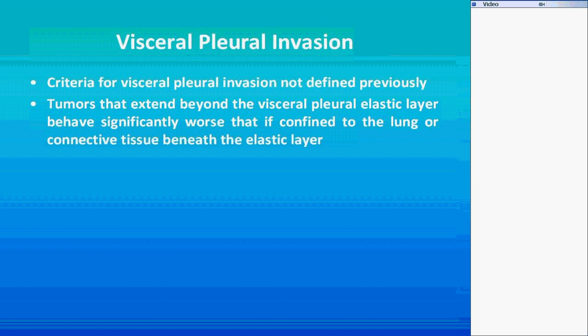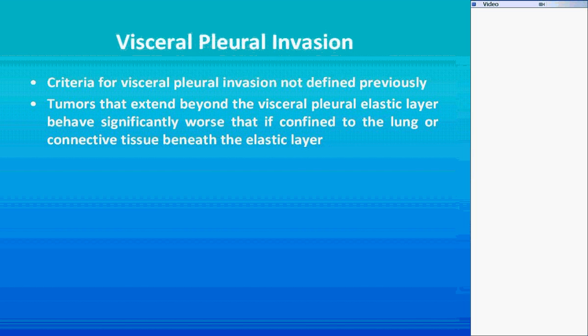But a welcome addition to the 7th edition of the AJCC staging manual is that some criteria have been put in place. We now know that tumors that extend beyond the elastic layer of the visceral pleura behave significantly worse than those that are confined in the lung or beneath that elastic layer, even if they are in continuity with the pleura, that being that there's no intervening lung parenchyma between the tumor and the pleura. As long as they don't cross that elastic layer, they seem to behave just as they would if they were confined to the lung parenchyma itself.